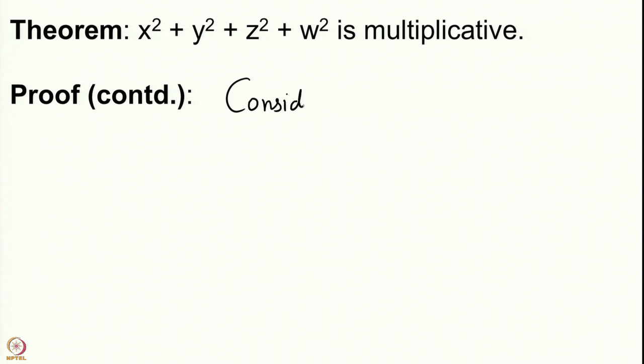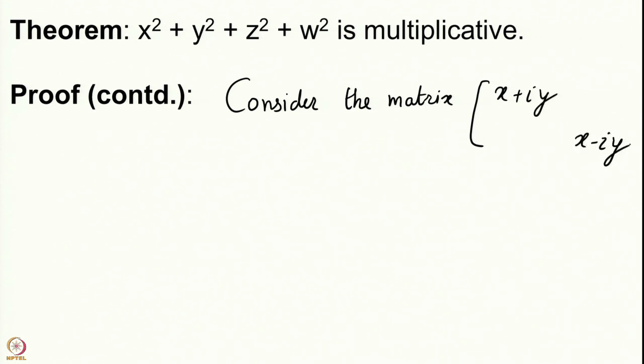Consider the matrix with first diagonal entry x plus i y, and the second diagonal entry x minus i y, so that when we take this product we are going to get x squared plus i x y minus i x y minus i squared y squared, which gives us x squared plus y squared, and we have z plus w there, so we will take z plus i w and minus of z minus i w.